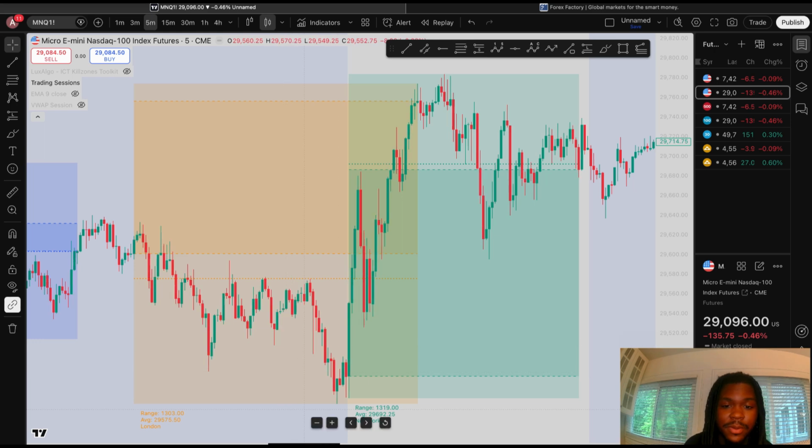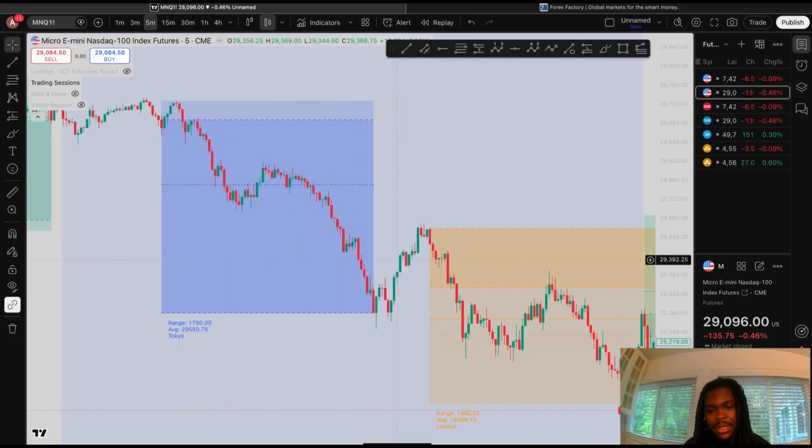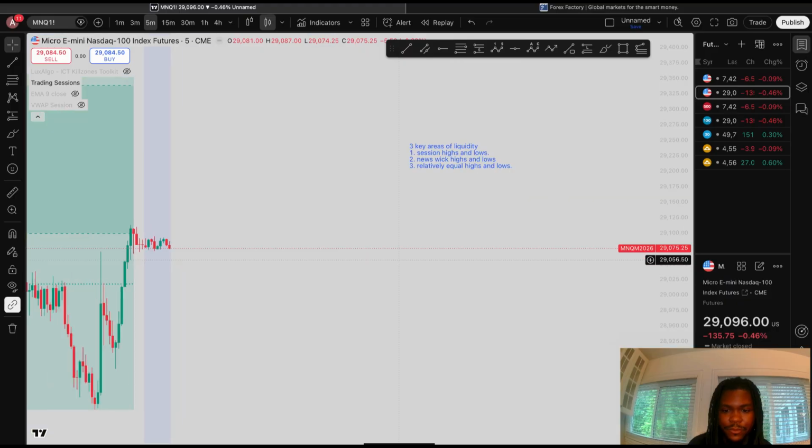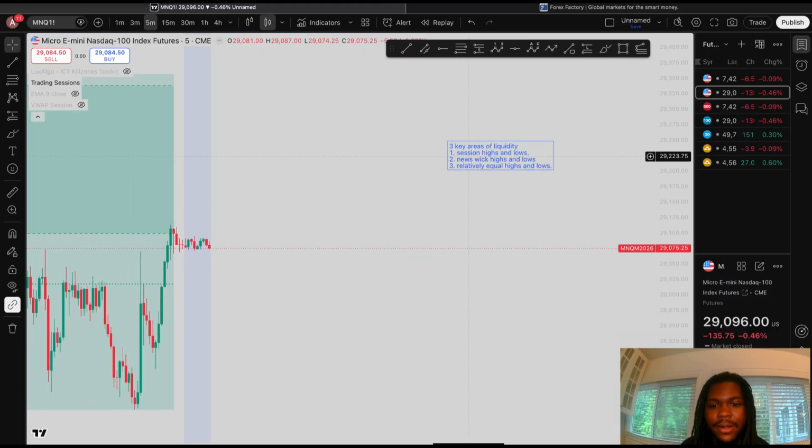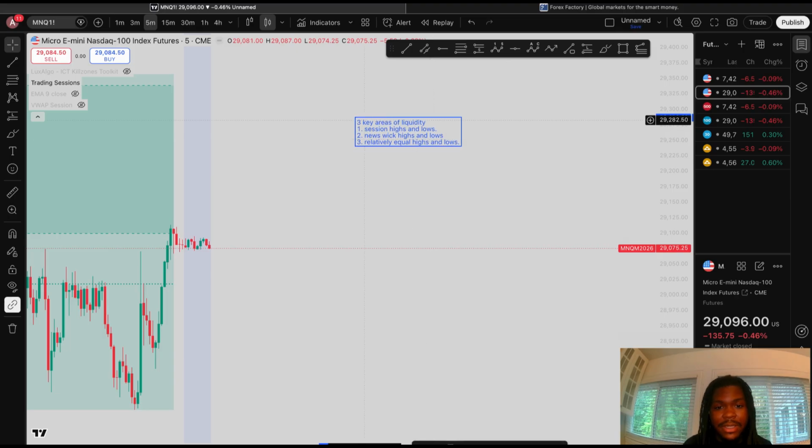But liquidity is really important, and you need to understand that because it's the way the market moves, as you can see. So if I go back, we went over the 3 key areas of liquidity: the session highs and lows, news wick highs and lows, and relatively equal highs and lows. These are the key areas that I use every day to catch the trades that I catch. Now I'm going to show you how to use these key areas, or use liquidity, to set your stop losses and take profits.